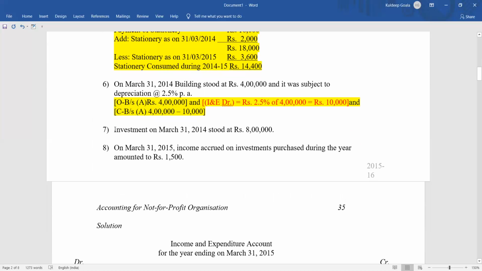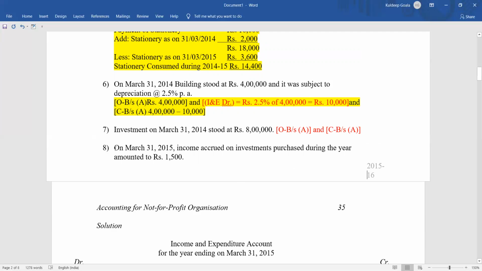Investment on 31st of March 2014 stood at 8 lakh. If the investment is 8 lakh, that means it was in the beginning of the year, last year's investment. So obviously it will come in the opening balance sheet asset side. Clear? And then again it will appear in the closing balance sheet asset side. Along with the rest of the investment, it will come there, because you have not sold or done anything, so it will appear there.